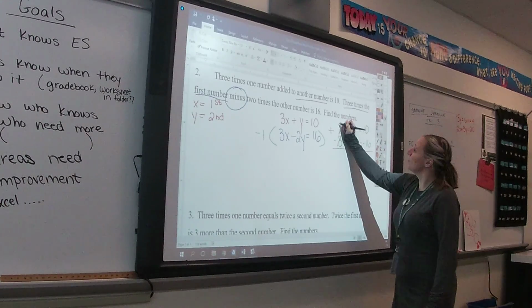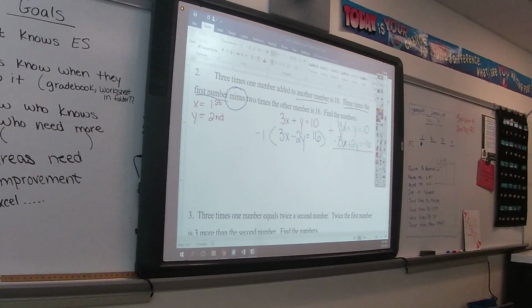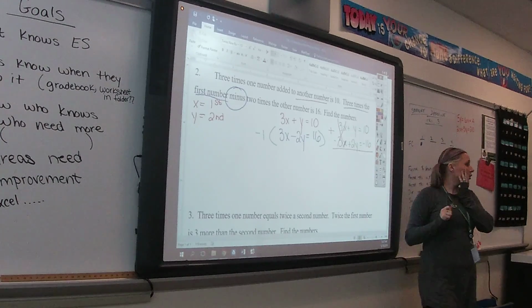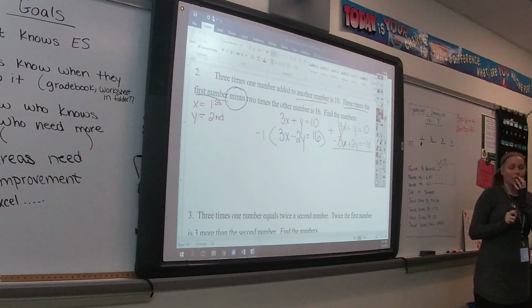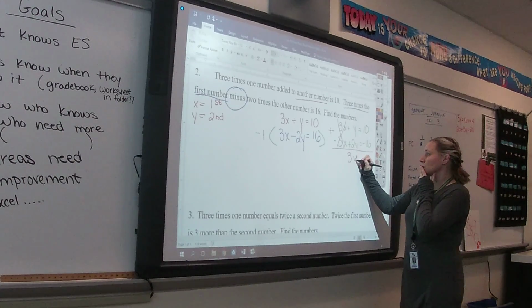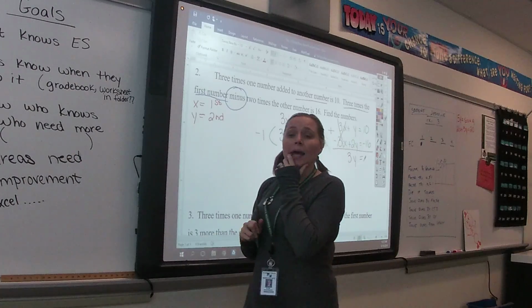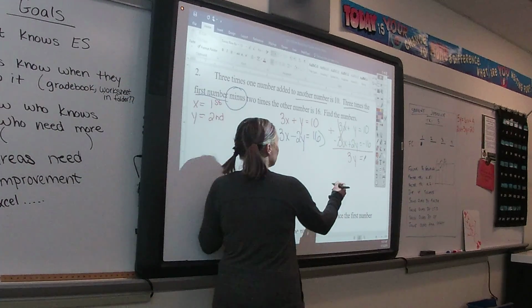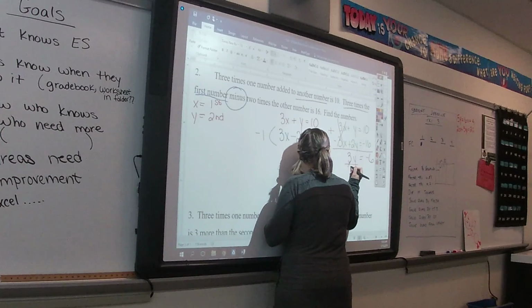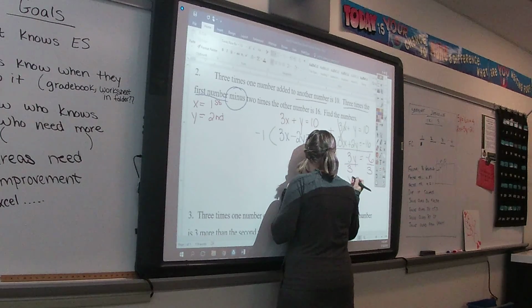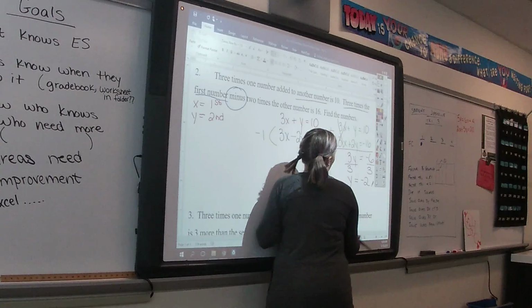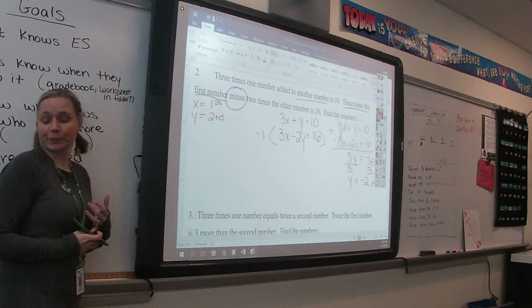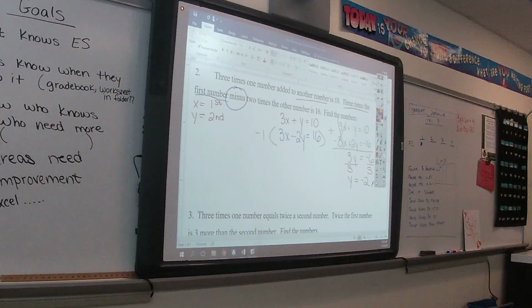So now we can add. Our x's cancel, so 0. So y plus 2y gives us 3y. 10 plus -16 gives us -6. Then we divide. Then we have to plug it back in.